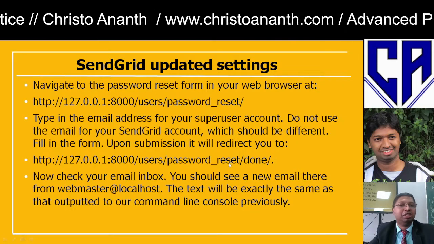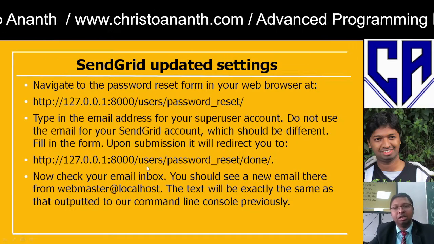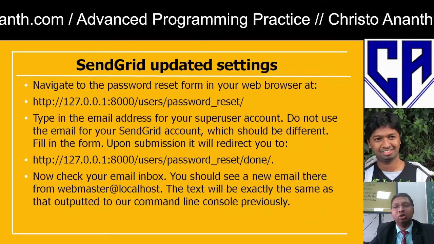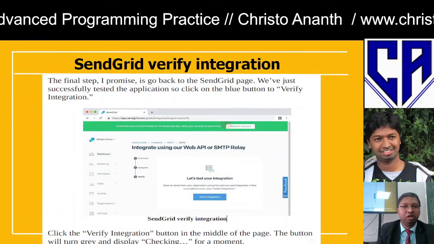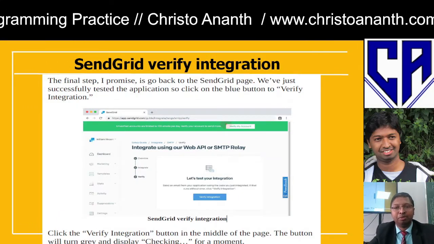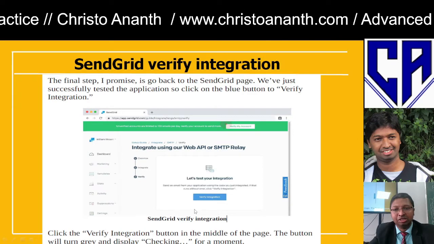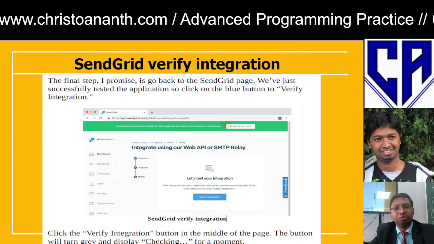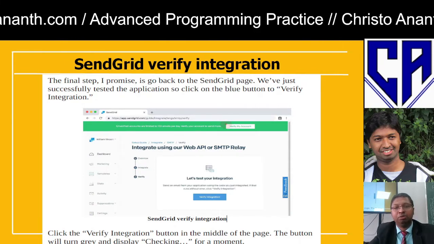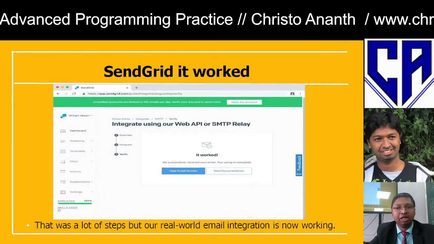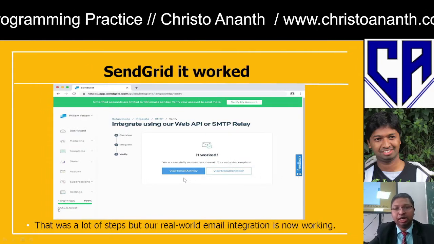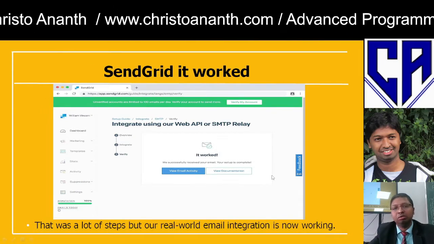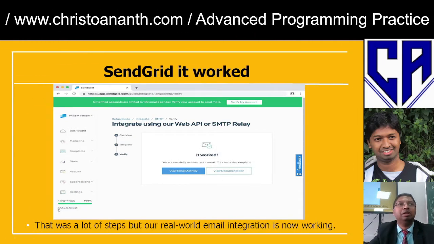After this has been done, if you check your email inbox, you'll have a new email. It would have come from the webmaster at localhost. After going to the SendGrid page, you'll have this one. Let's test your integration. If you go with verify integration, the button will turn gray, checking for the moment. Afterwards you will see it worked, and then you will see view email activity, view documentation. So this is how you test the real world email integration.